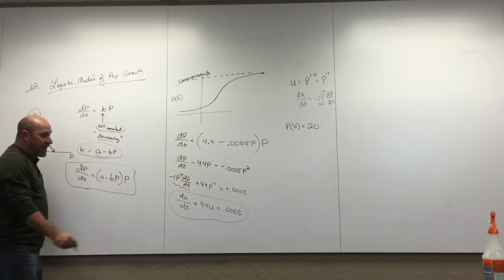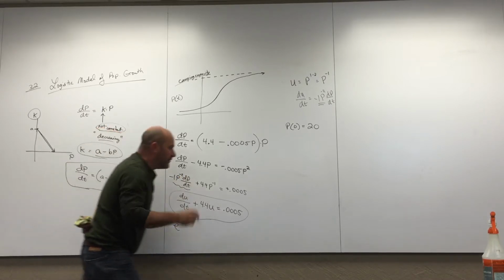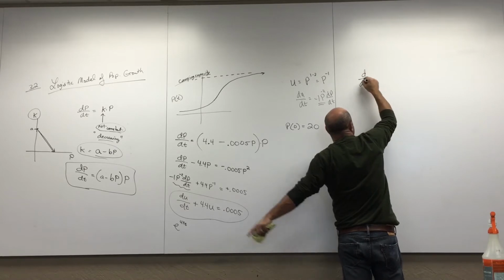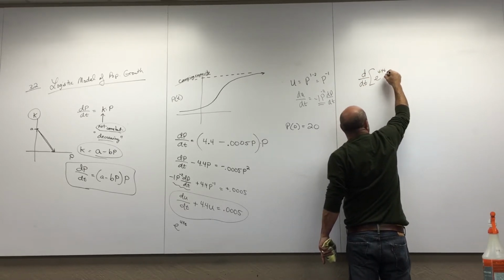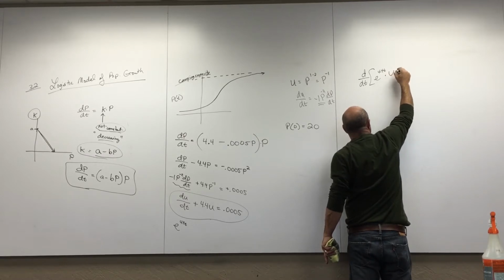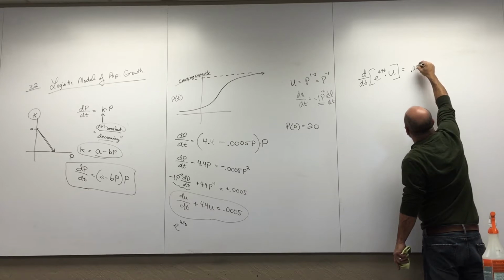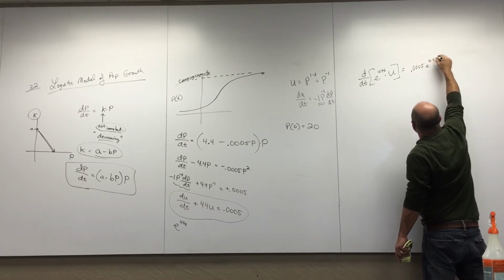Find your integrating factor, e to the 4.4t, multiply through by it. After you multiply through by it, the left-hand side becomes e to the 4.4t times u. On the other side, it's 0.0005 e to the 4.4t.